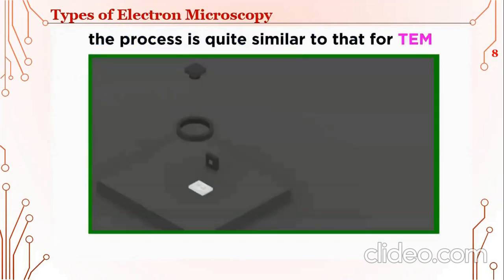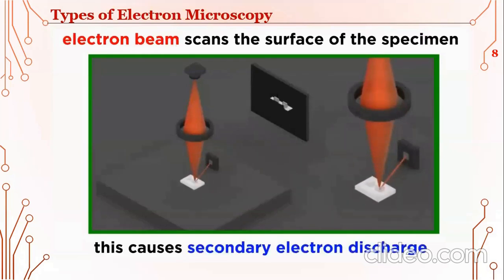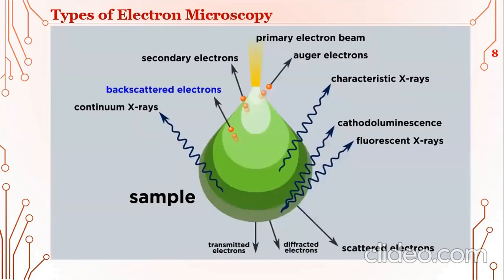After the coated specimen is secured on the stage of the SEM, the process starts out similarly to TEM in that an electron beam is shot out and accelerated towards the specimen. In the SEM, the electron beam then sweeps or scans the surface of the specimen, which causes it to discharge secondary electrons. There are two types of detectors in the sample chamber: the secondary electron detector and the backscatter electron detector. The backscatter electron detector picks up backscatter electrons that come from deeper regions of the sample that are a result of elastic interactions between the beam and the sample.